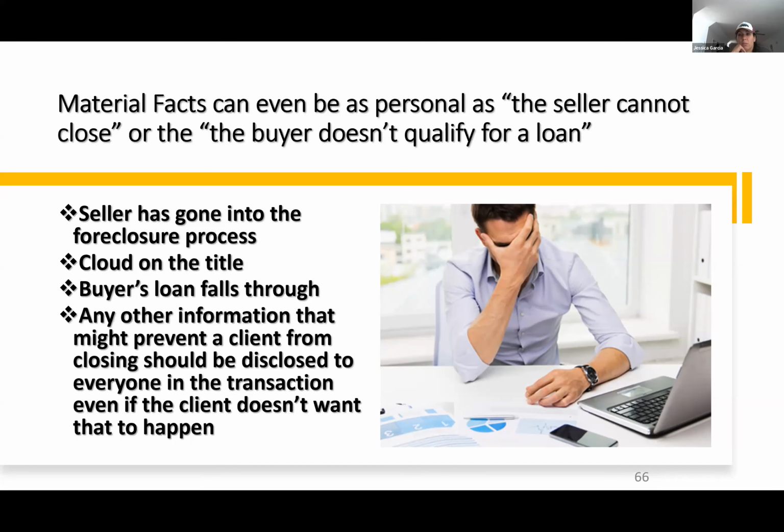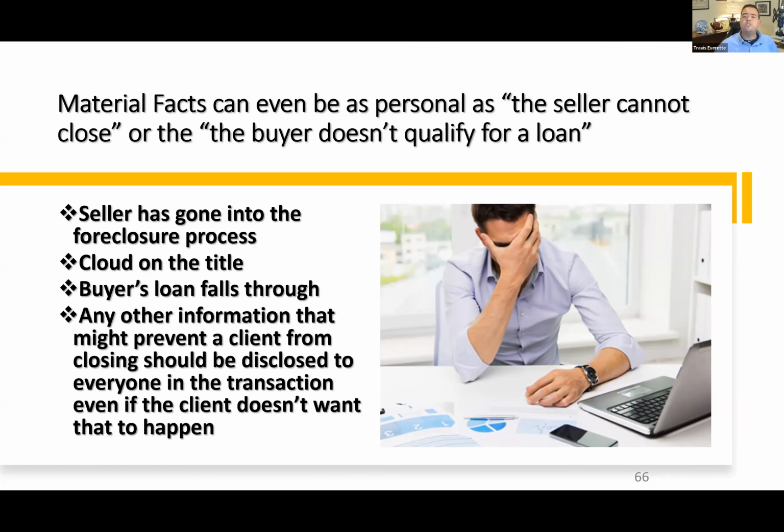No. But if you've got one threatening the other, if you don't give me this alimony, I ain't selling the house, now do we have a material fact that needs to be disclosed? Yes, we do, because it could stop the transaction. Does that make sense for everybody why that's different? Yes. It's only when it could stop the transaction.